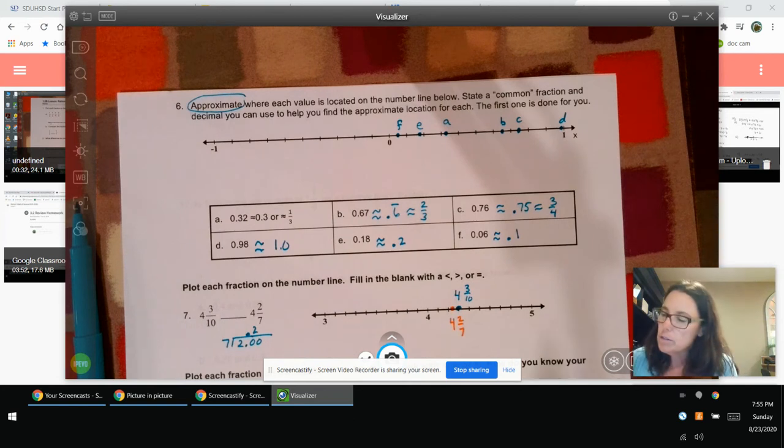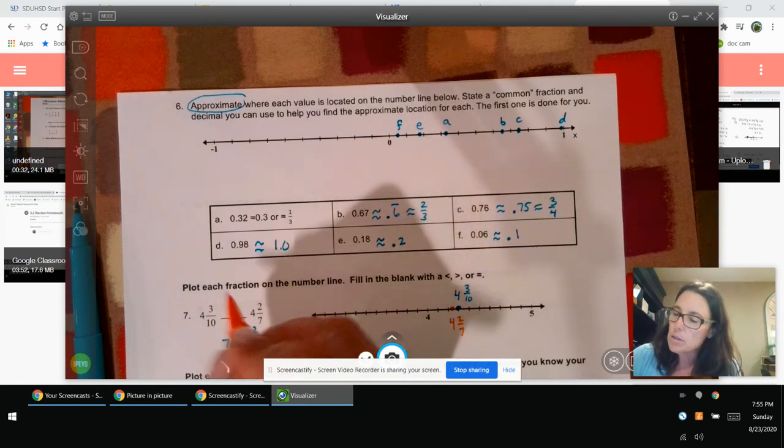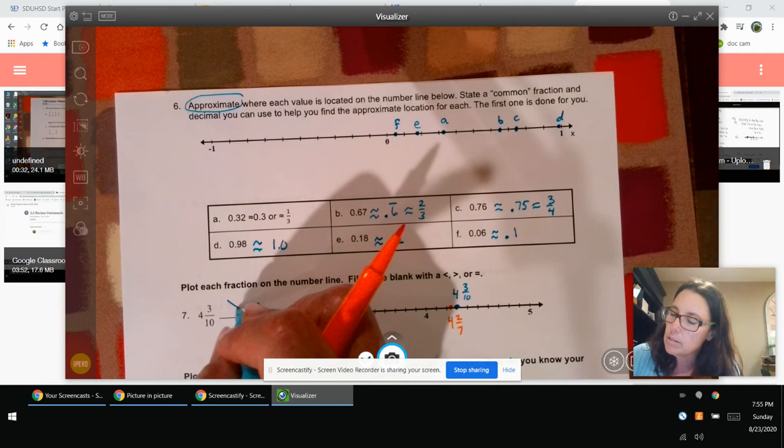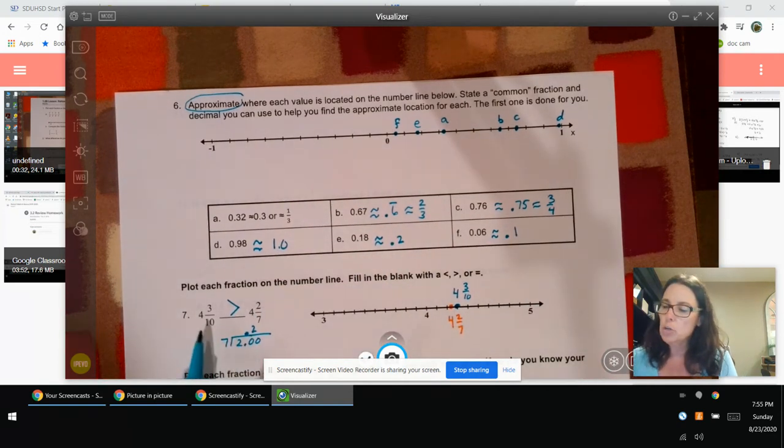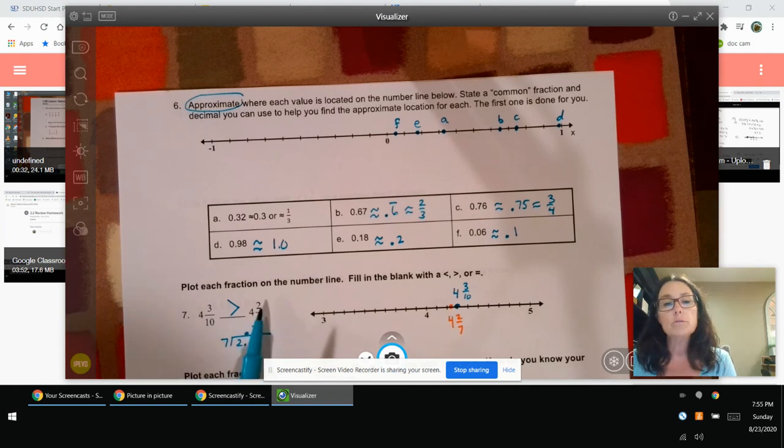Okay, so 4 2/7 is smaller than, and the 4 3/10 is larger than. So depending how you read this, 4 3/10 is greater than 4 2/7, or you could read it backwards. 4 2/7 is less than 4 3/10.